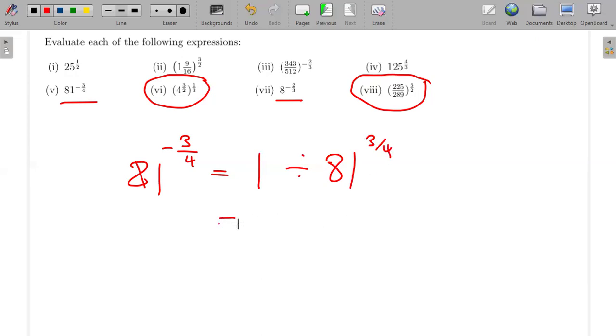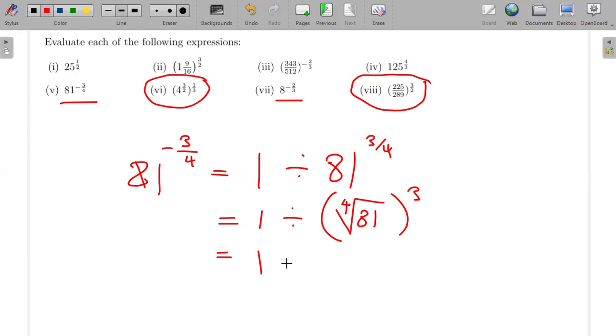This will be equal to 1 divided by, now it will be the 4th root of 81, and then to the power of the one which is on top, 3. Now, what is the 4th root of 81? What number can we multiply by itself 4 times so that we get 81? That number is 3.